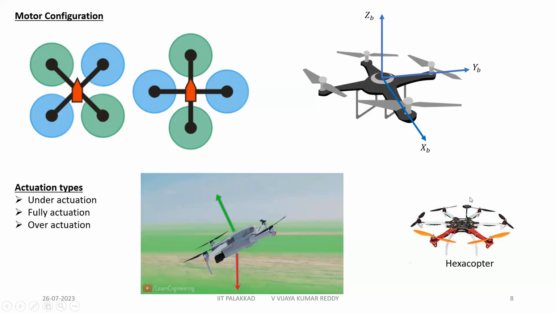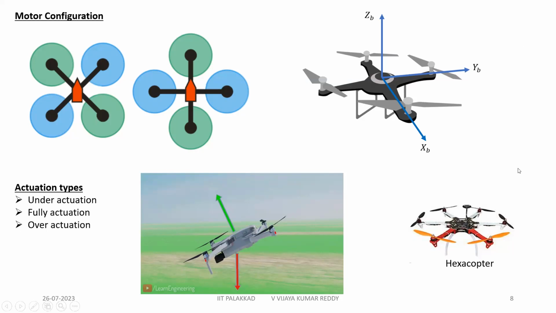So now I have a question. If it is under actuation, my quadcopter is an under actuated system. And if I can arrange all the motors such that I can get independent motion in all six directions, then it is called fully actuation. What is meant by over actuation? Even though I have arranged all actuators such that I can achieve six degrees of freedom independently, still some of the configurations are available to me. That is called over actuation.